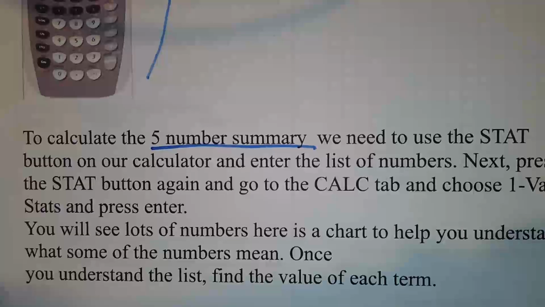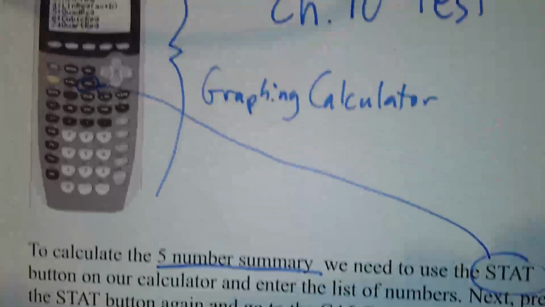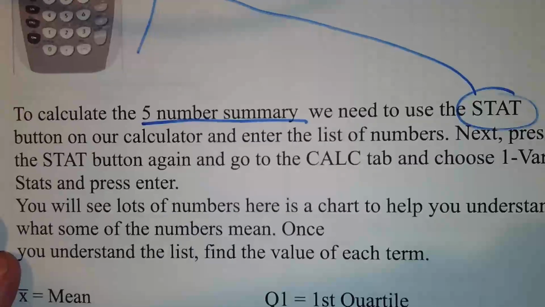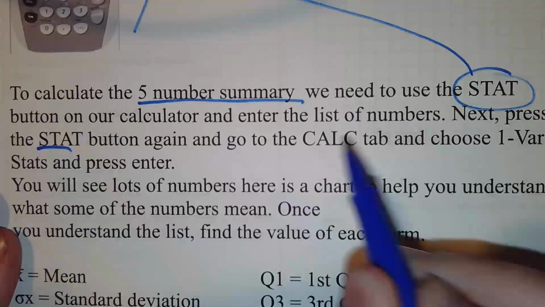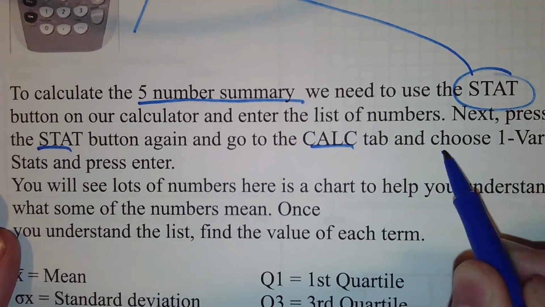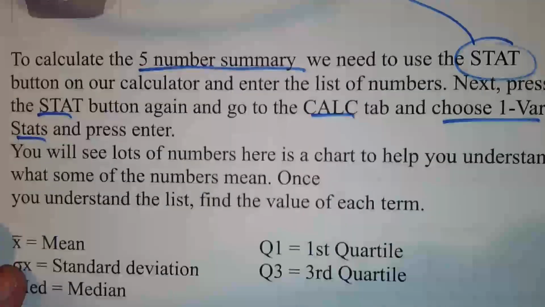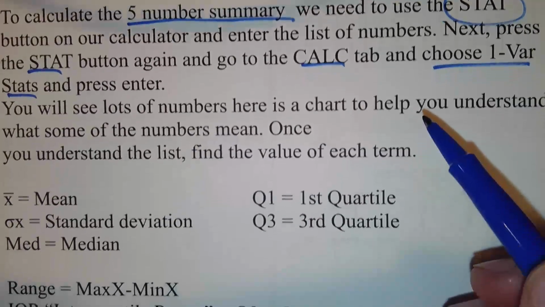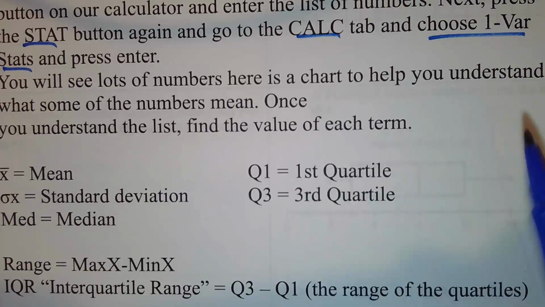So it says here to calculate the 5-number summary, we need to use the stat button, which I pointed out is right there on our graphing calculators, and enter the list of numbers. After we enter the list of numbers, we need to press the stat button again, go to calc, and choose one variable statistics. That's very important. You will see lots of numbers there in a chart to help you understand what some of these numbers mean. Once you understand the list, find the value of each term.